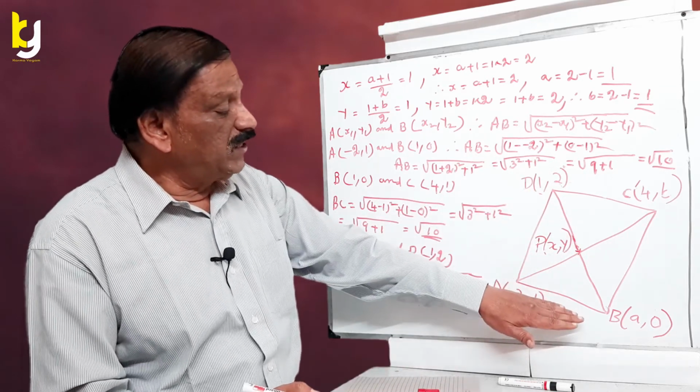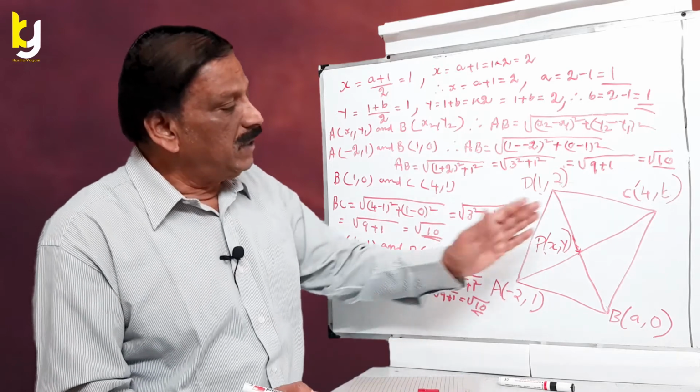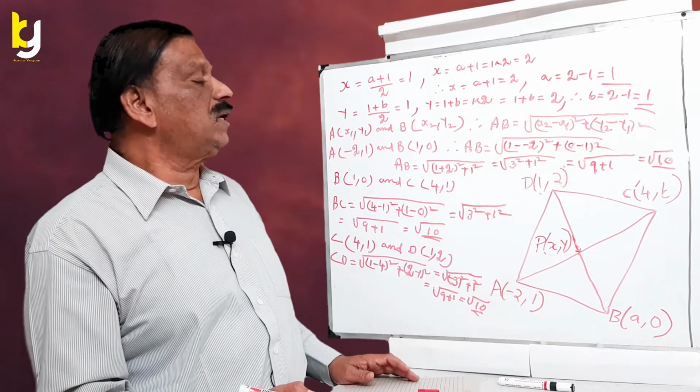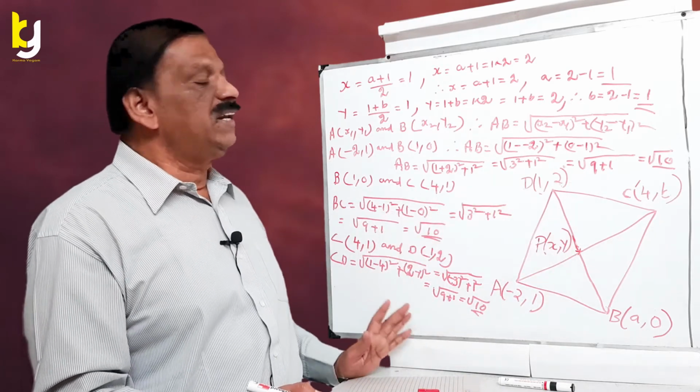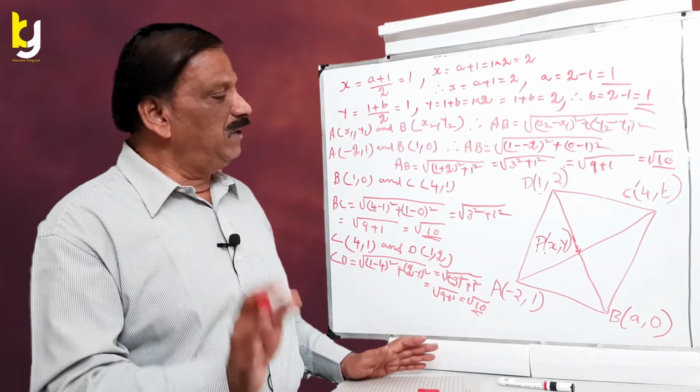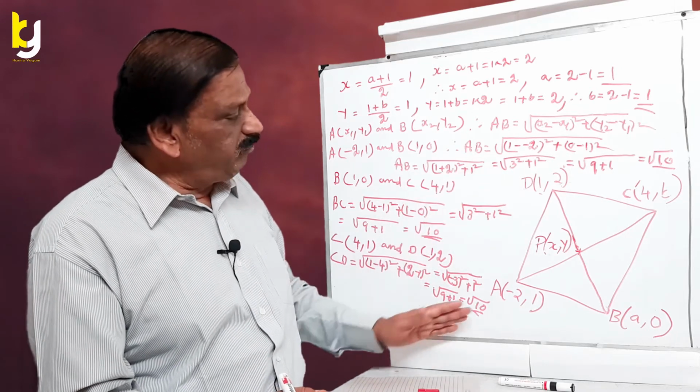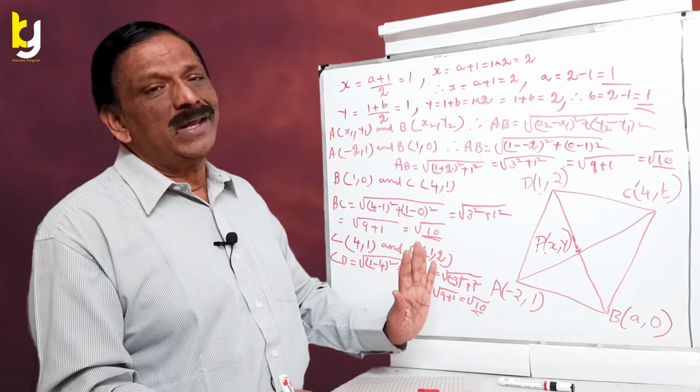We know the length of AB is equal to root 10. Length of BC is equal to root 10. Length of CD is equal to root 10. Then we can calculate the length of AD is also root 10. It will be root 10.